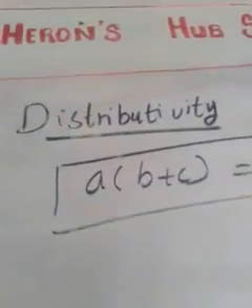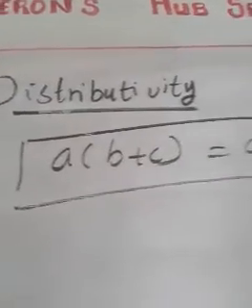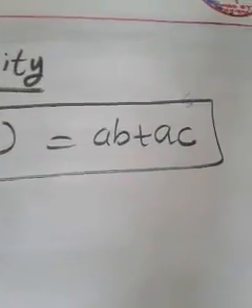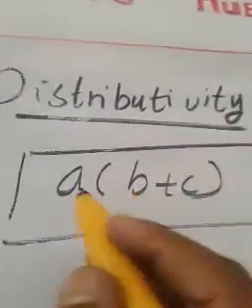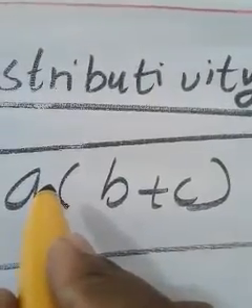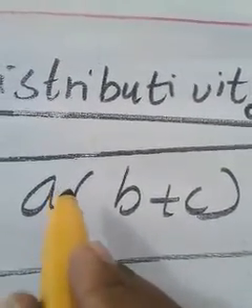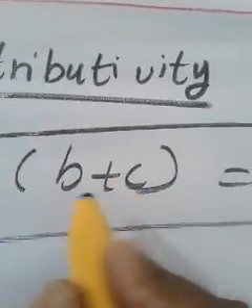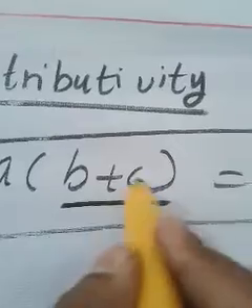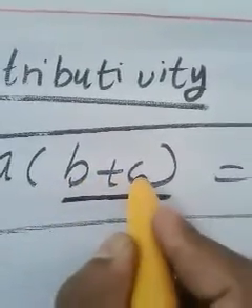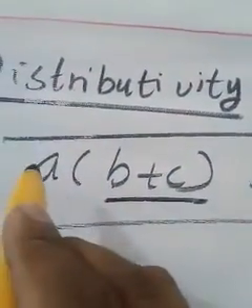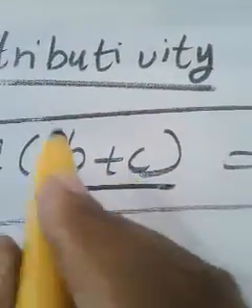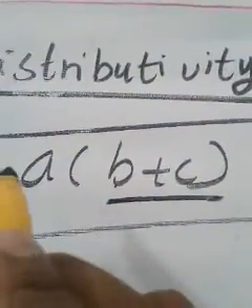Okay, so distributivity: a into b plus c is equal to ab plus ac. It is read as a into b plus c. Here there is no operation shown, but if there is no operation it means there exists multiplication. What is the specialty? b and c are added together and kept in a bracket, then we are going to multiply a with that.